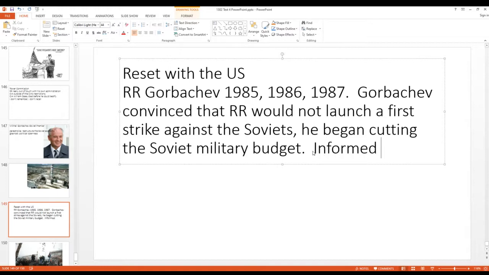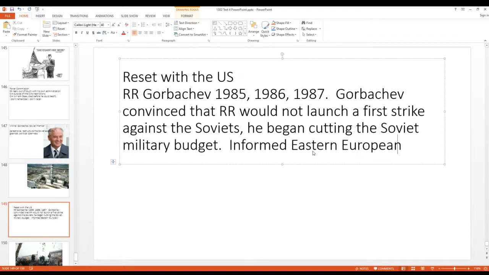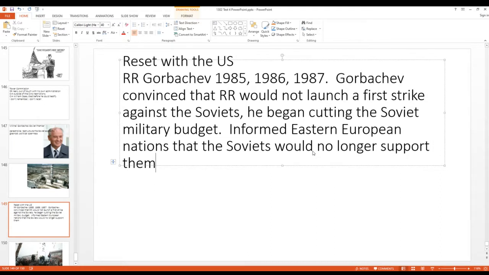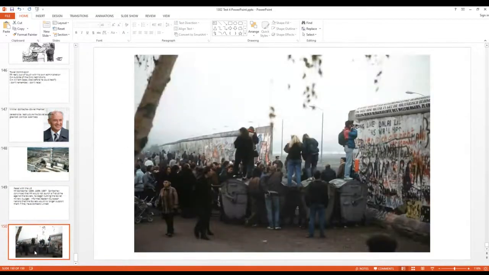He also informed Eastern European nations that the Soviets would no longer support them if they have domestic unrest. And so what happened is those Eastern European nations began to collapse. The Berlin Wall came down November of 1989. This wall that had stood dividing East and West Berlin since 1961 came down.